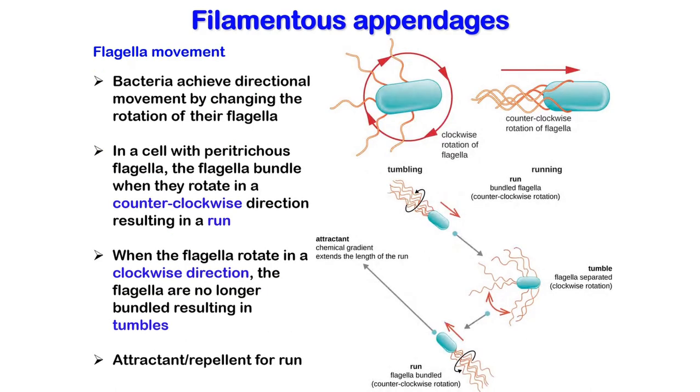So flagellated bacteria are able to undergo directed movement through changes in the rotation of the flagellum. When the flagella rotate counterclockwise, they form a large bundle which propels the bacterium along a straight line in a single direction. And this is what we call a run. Okay, so that's counterclockwise direction resulting in a run.